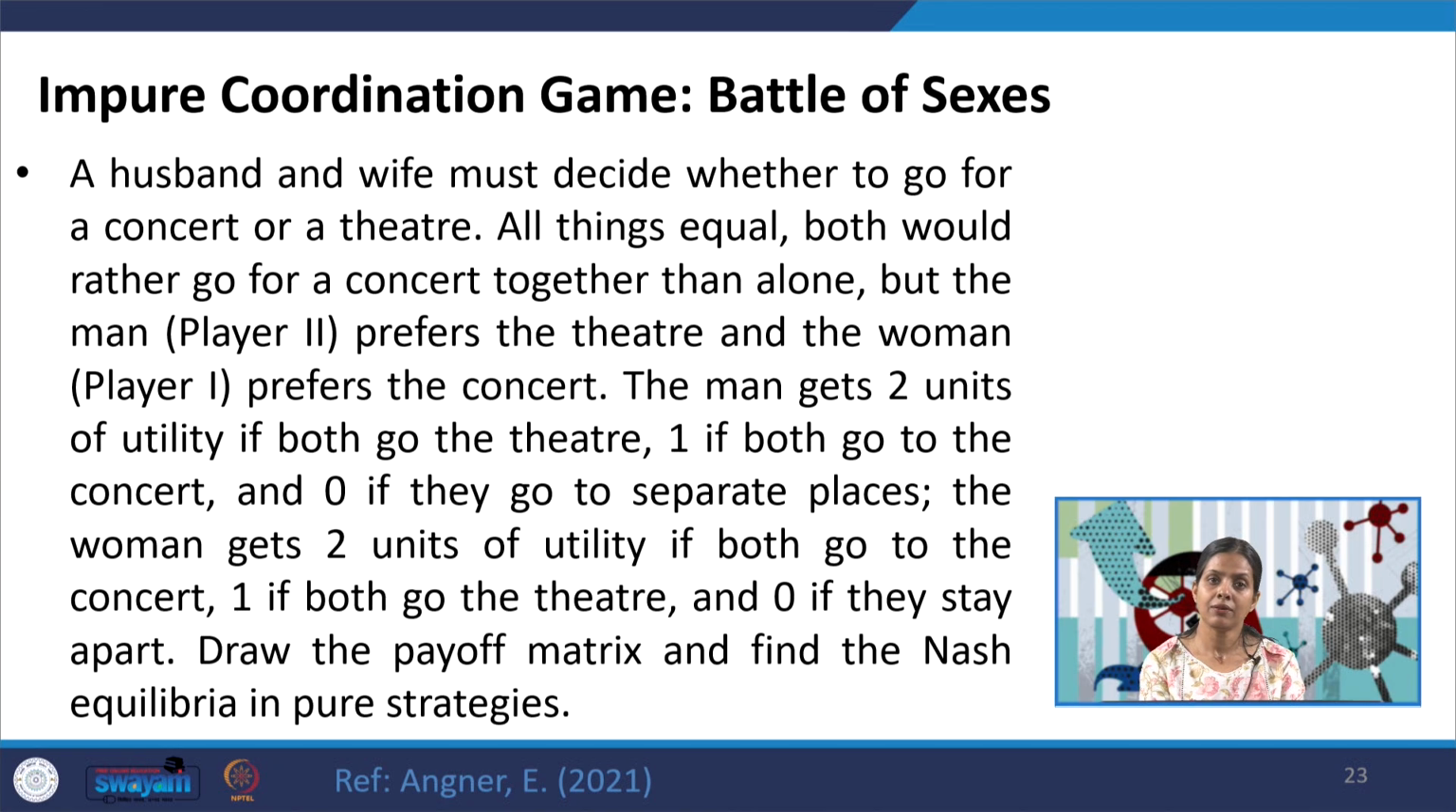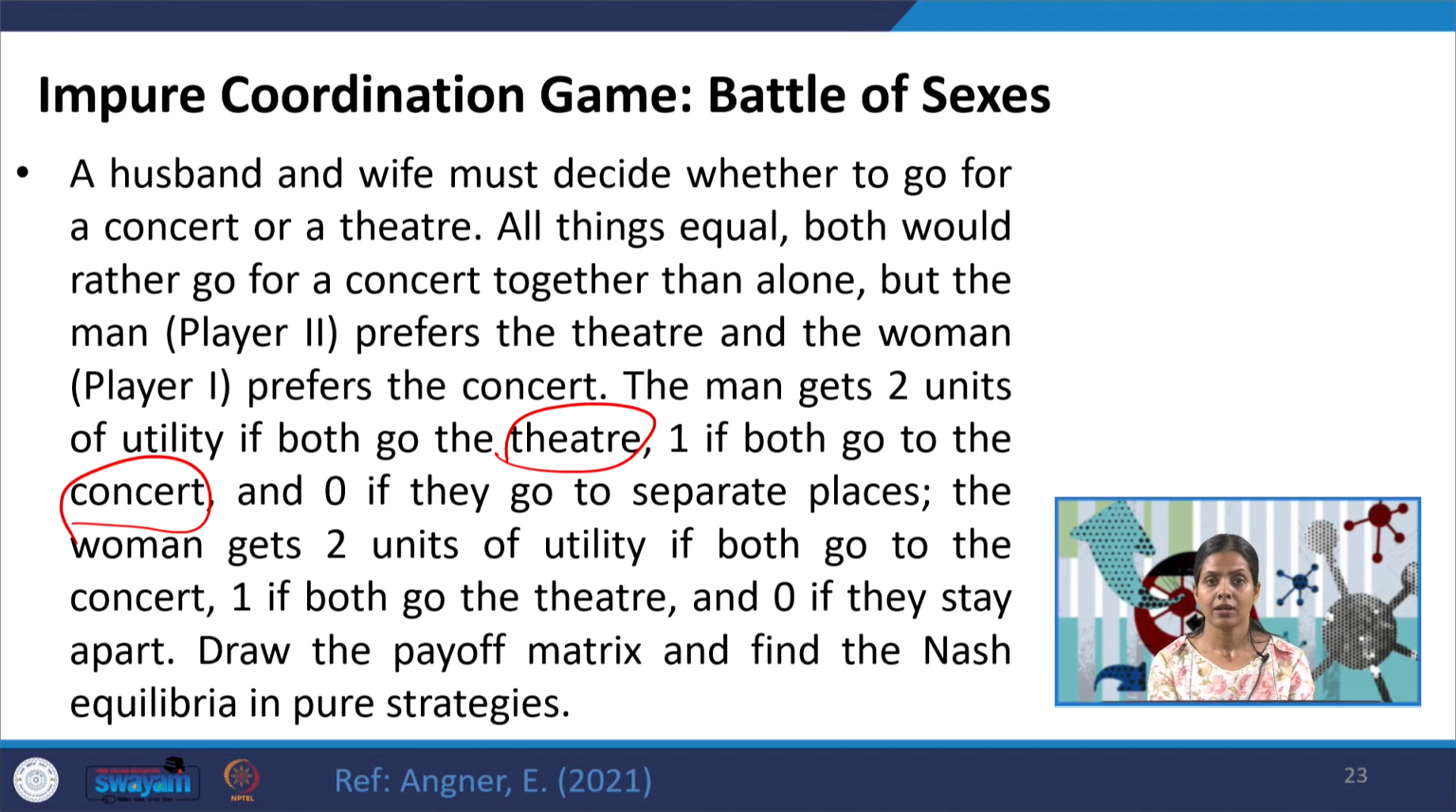A husband and wife must decide whether to go to a concert or a theatre. All things equal, both would rather go together than alone, but the man, whom we assume to be player 2, prefers the theatre and the woman, player 1, prefers the concert. The man gets 2 units of utility if both go to the theatre, 1 if both go to the concert, because he does not like the concert much, but he gets 0 if they go to separate places.